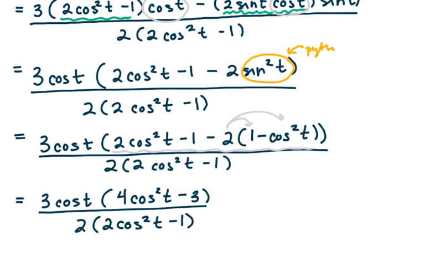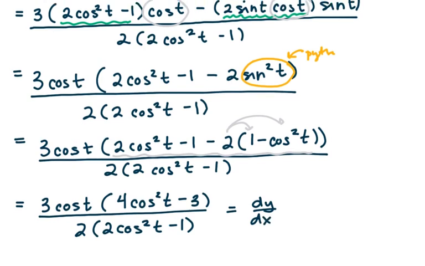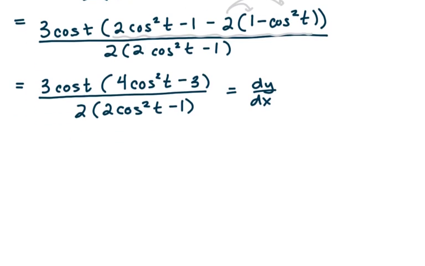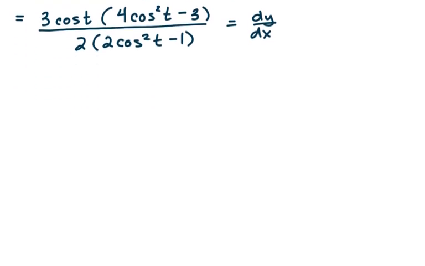So now I have everything in terms of cosine, and I have everything factored. This represents my derivative, dy/dx. Now that we have our derivative, we need to determine where the tangent line is horizontal, and that means the slope of the tangent line needs to be 0. The derivative tells us the slope of the tangent line. Therefore, we're going to need to solve this derivative equal to 0.